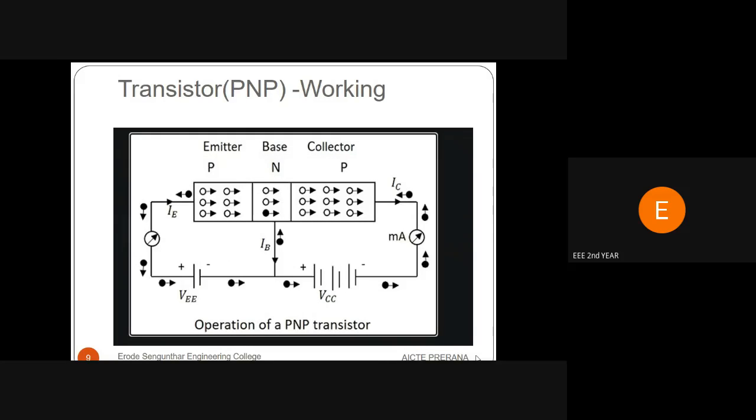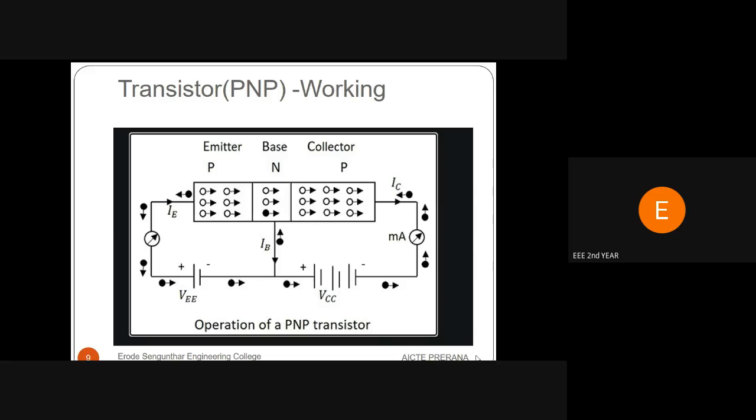Now let us see the working of the PNP transistor. The working of the PNP transistor is the same as the working of the NPN transistor. The only difference is that the PNP transistor has two P regions and one N region between the two P regions. In a PNP transistor, the emitter is P-type, the base is N-type, and the collector is P-type. The emitter base junction is forward biased and the collector base junction is reverse biased, always in the active region.